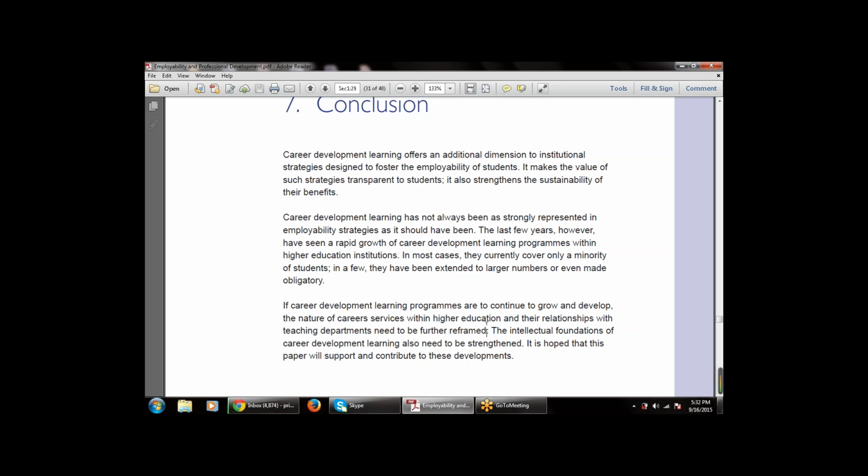The intellectual foundation of career development learning also needs to be strengthened. It is hoped that this paper will support and contribute to these developments, and contribute to the various parts of the development procedure.